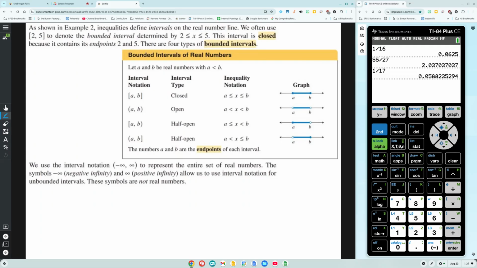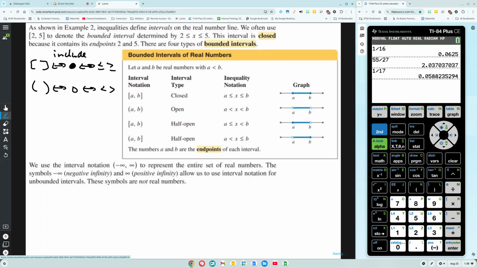There are 4 types of bounded intervals. And as you take a look at these, you can tell that we have a difference between a bracket and a parentheses. To generalize this, brackets are the same thing as a closed dot, which is the same thing as having the or equal to. Whereas parentheses are the same thing as open dots, which is the same thing as no or equal to. And that means that this is including and this is excluding.